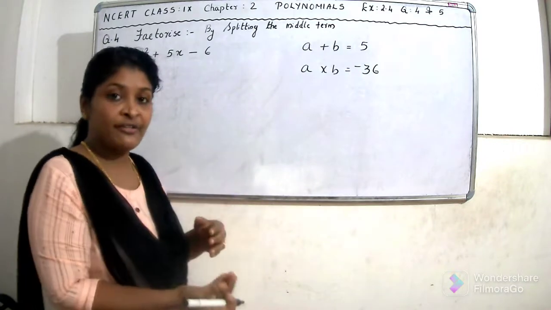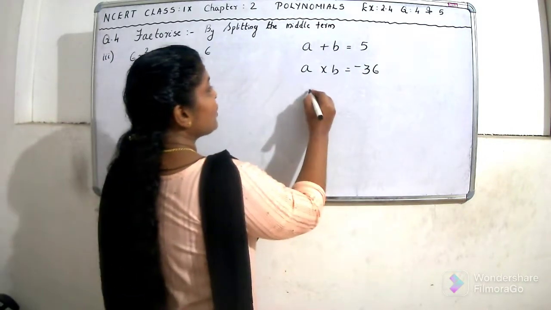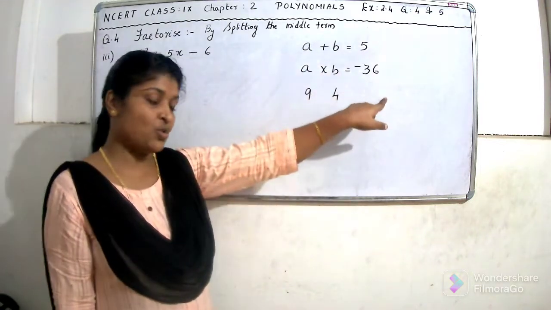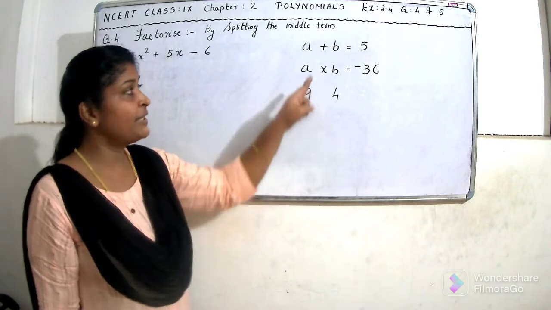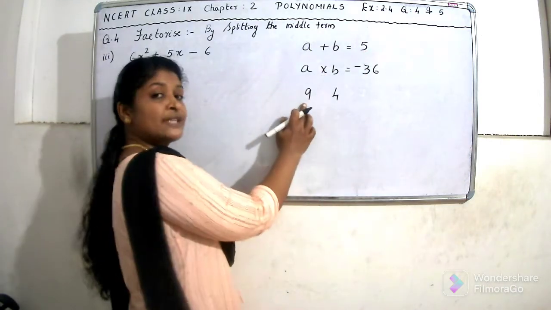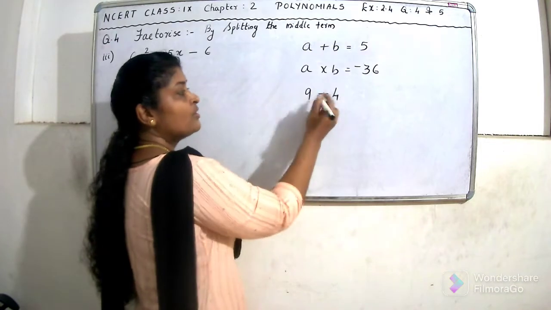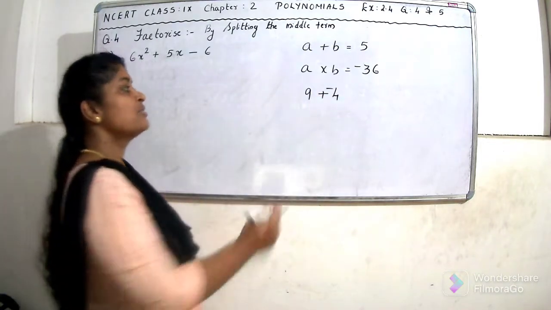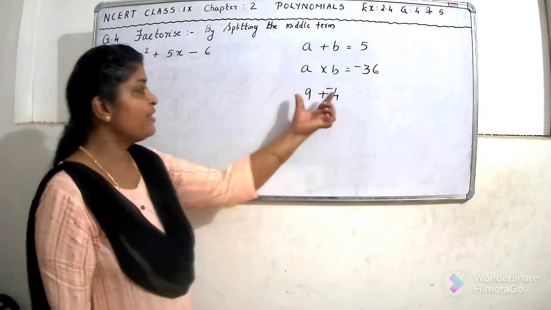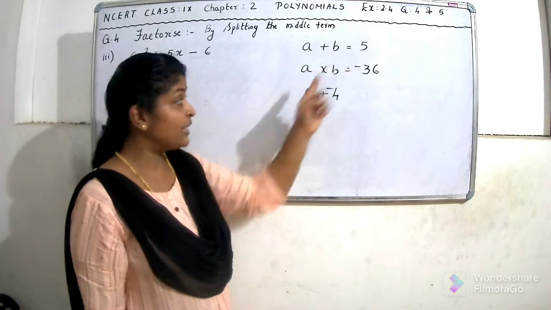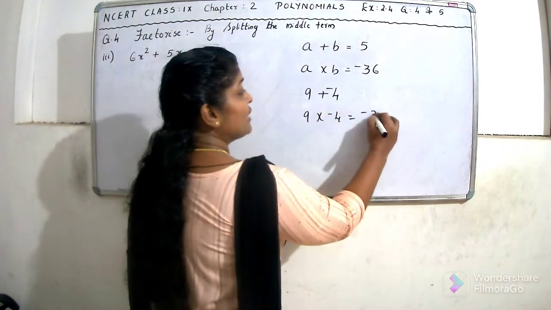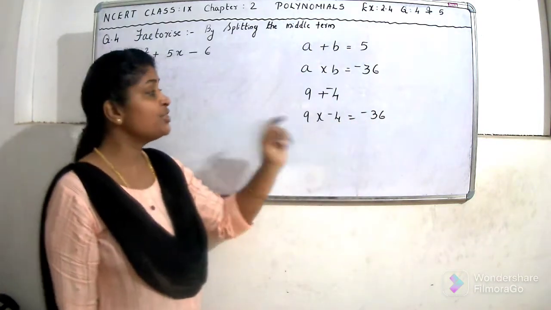So let us take other factors of 36. If we take 9 and 4, 9 into 4 is 36. When we subtract 9 and 4, we get 5, and that sign is positive, which means the bigger number's sign should be positive. So 9 is positive and 4 is negative. When we subtract, we get positive 5, and when we multiply 9 into negative 4, we get negative 36. That condition is also satisfied.